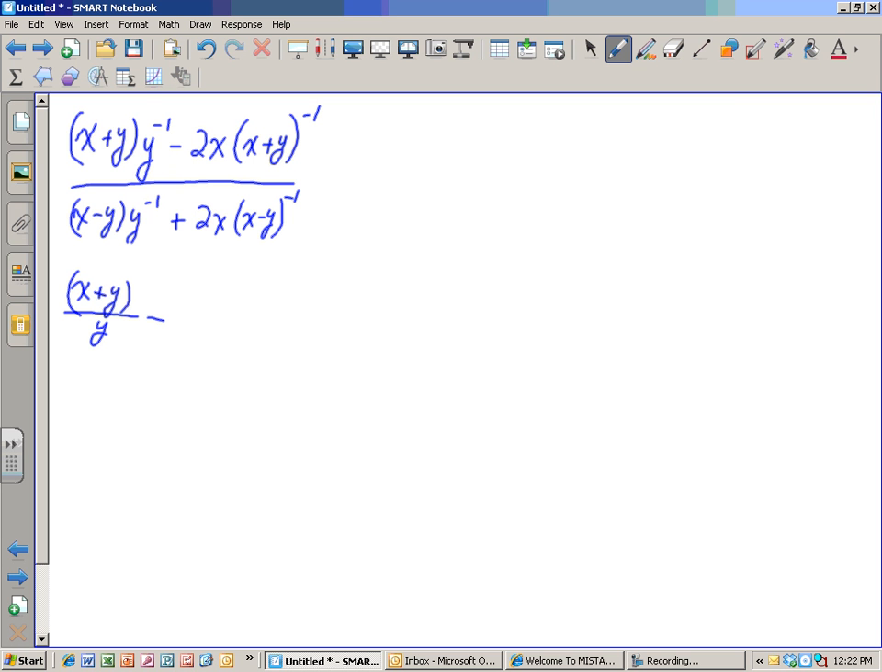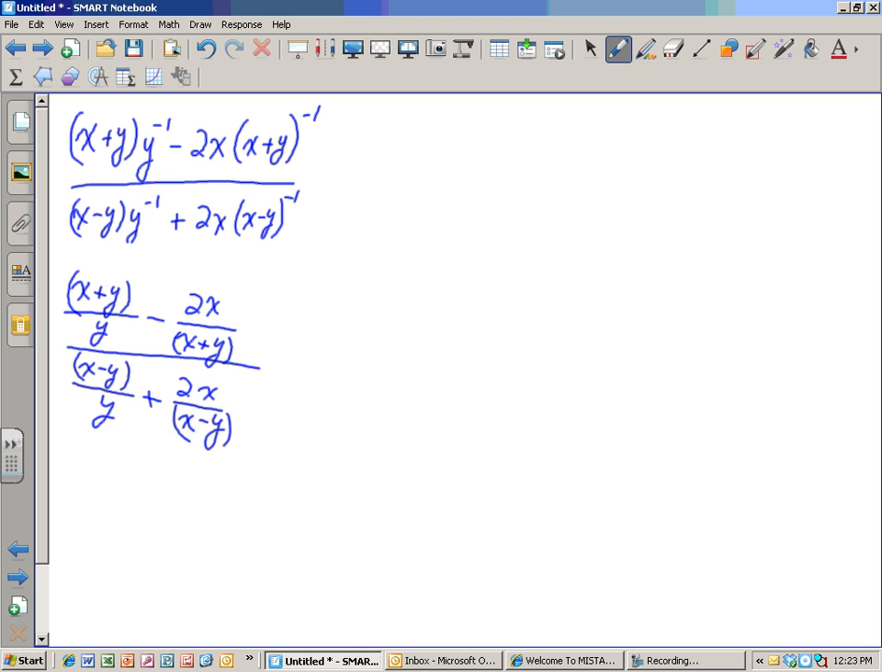Minus 2x, and I'll do the same with the x plus y in the other term. I'll put that to the negative 1 power. We'll bring that and make it a denominator. Divided by, I have x minus y over y. Remember, we're just taking that y to the negative 1 and putting it down here. Plus 2x over x minus y. And that's where we're at so far.